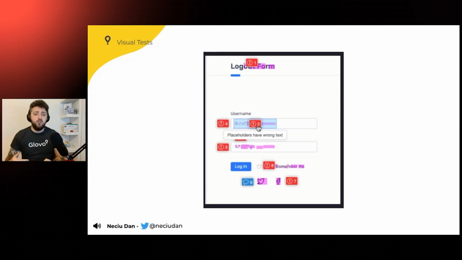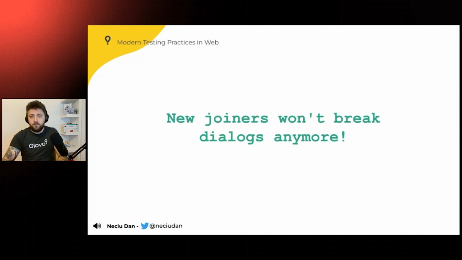And this is used in all sorts of libraries like API tools or Storybook. You can integrate it with multiple libraries. And once you have this, new joiners will not break all the dialogues in the application because these tests are going to catch it. So thanks for that.